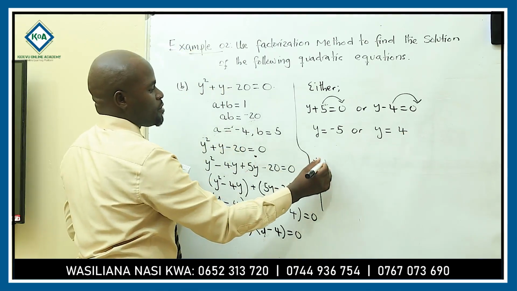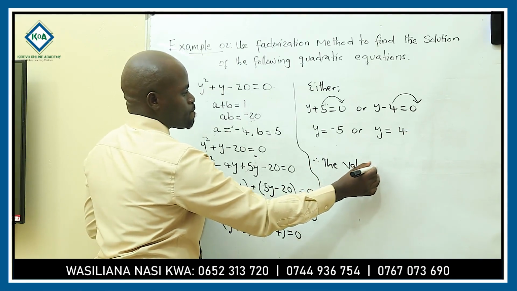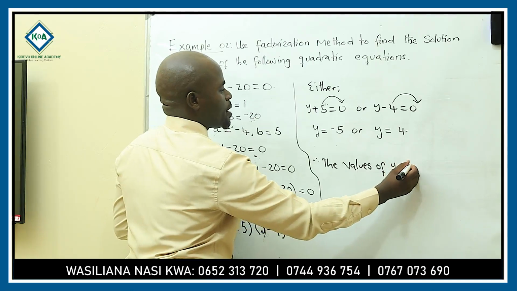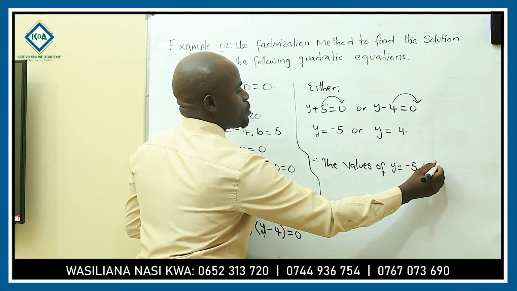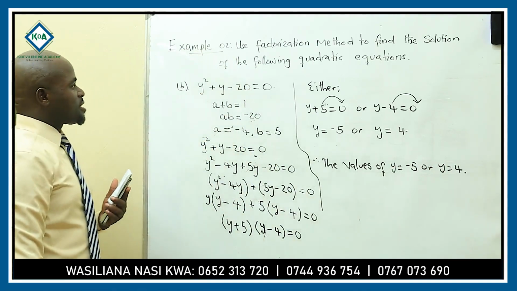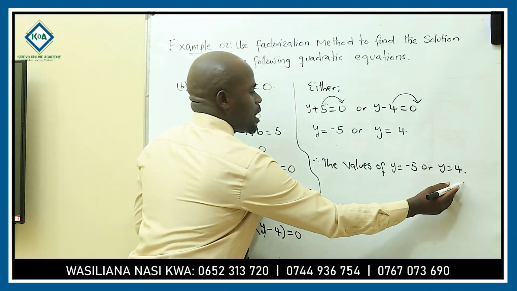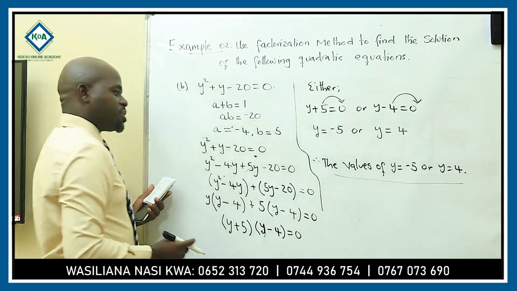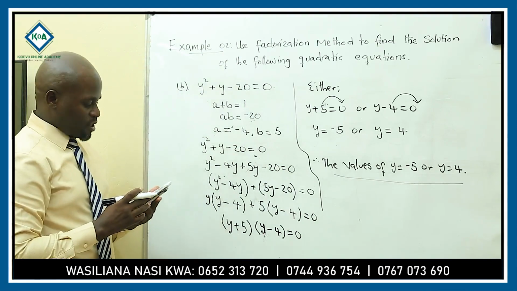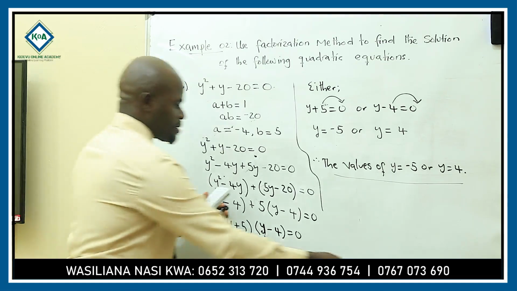So therefore, the values of y are negative 5 or y is equal to 4. Yes. So this is number B in example number 2. And this is how we can solve different questions on quadratic equations by using the factorization method. Number C.